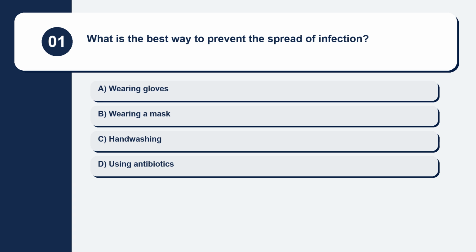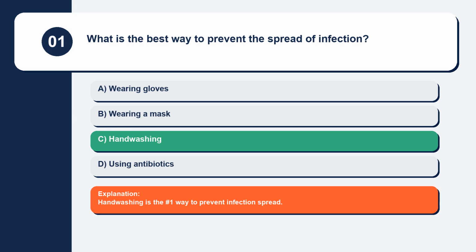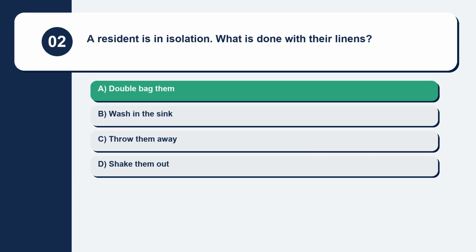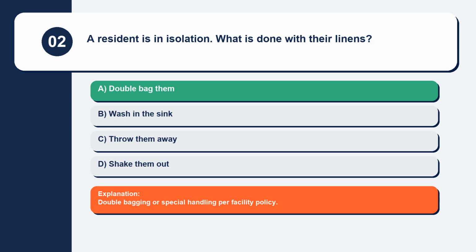Question 1. What is the best way to prevent the spread of infection? Wearing gloves, wearing a mask, hand washing, using antibiotics. Hand washing is the one way to prevent infection spread. Question 2. A resident is in isolation. What is done with their linens? Double bag them, wash in the sink, throw them away, shake them out. Double bagging or special handling per facility policy.